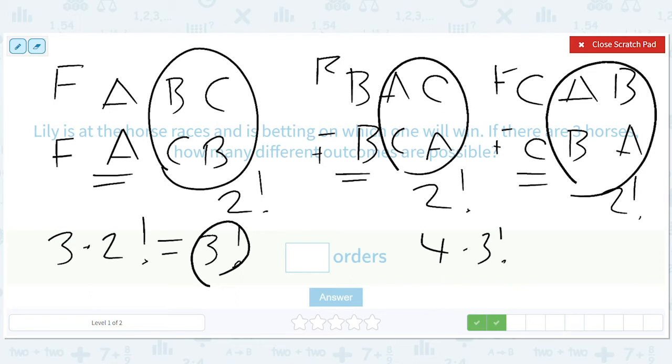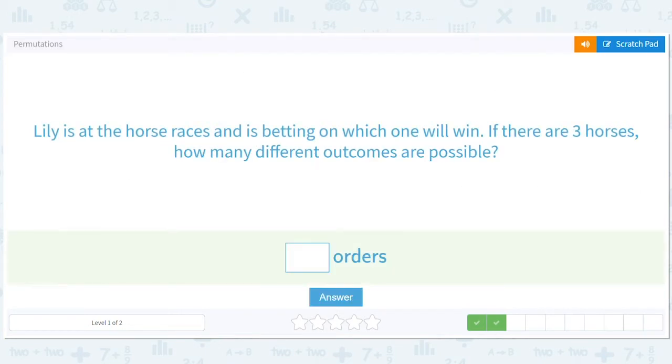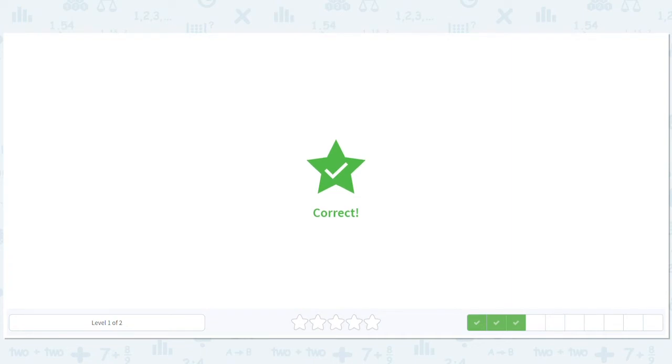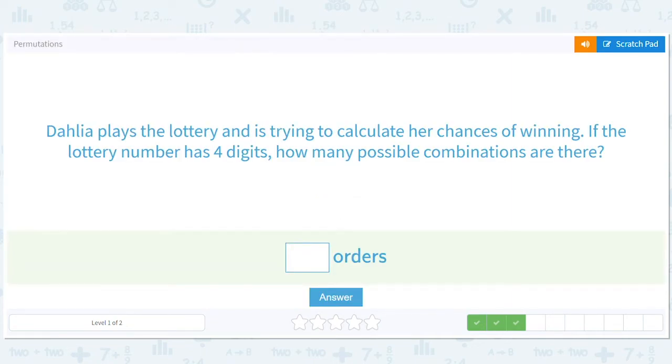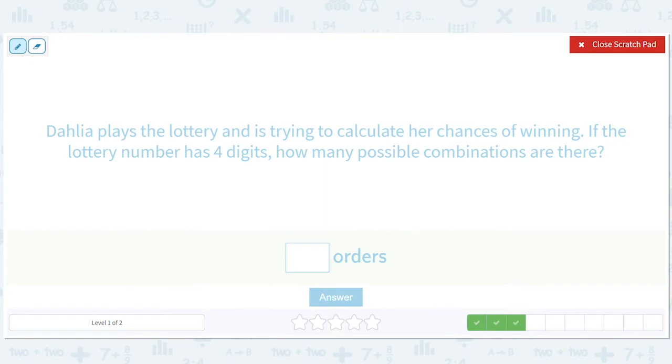So hopefully that's starting to make sense. Really think about this. So 3 factorial is 6. Again, answering these questions is easy, but that doesn't mean that these types of questions are easy. Dahlia plays the lottery and is trying to calculate her chances of winning. If lottery numbers have 4 digits, how many possible combinations are there? This is not a good question. I know the answer is 4 factorial, but that is not a good question.